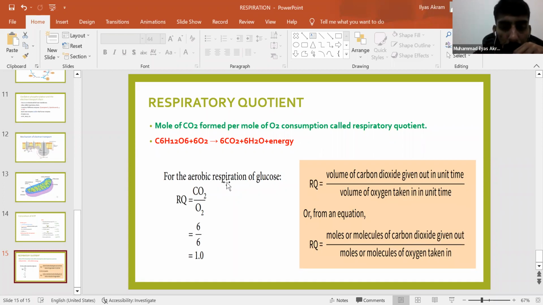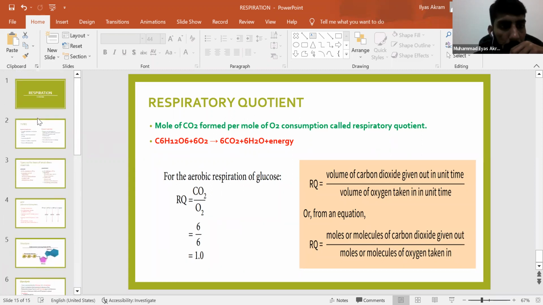Proteins give us a huge amount of energy, while lipids also give us a huge amount of energy compared with carbohydrates. The maximum amount of energy comes from lipids, the second is protein, and then carbohydrates. This is all about respiration. And if you have any questions, you can let me know.